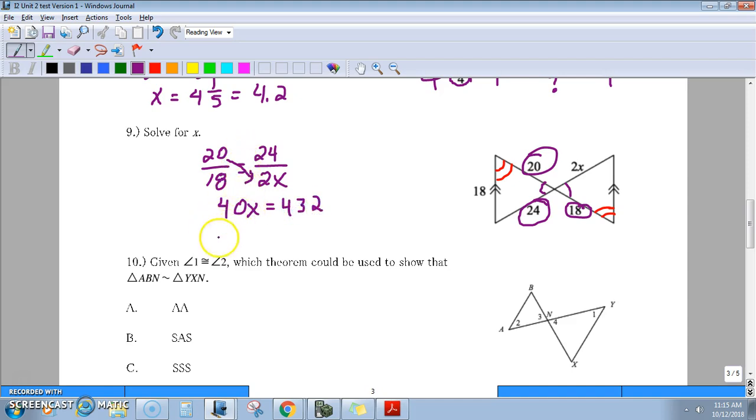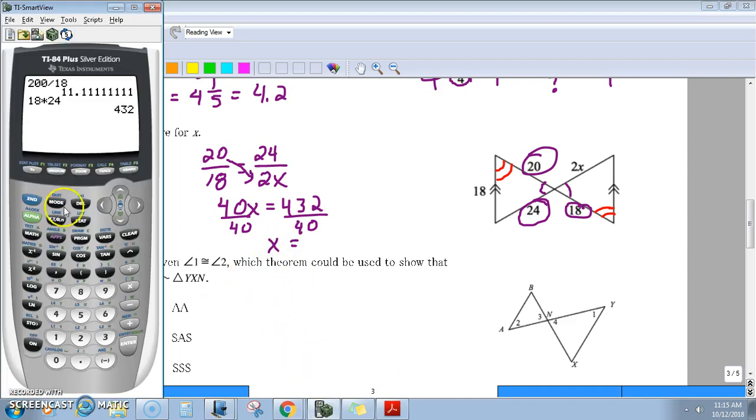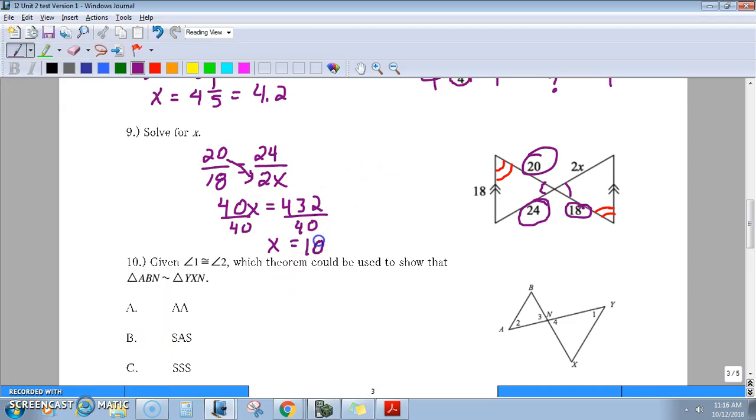And then if we divide both sides by 40, x is equal to, let's get the calculator again, 432 divided by 40, x is equal to 10.8, which is going to be the same as 10 and 4/5 if you just need to reduce it.